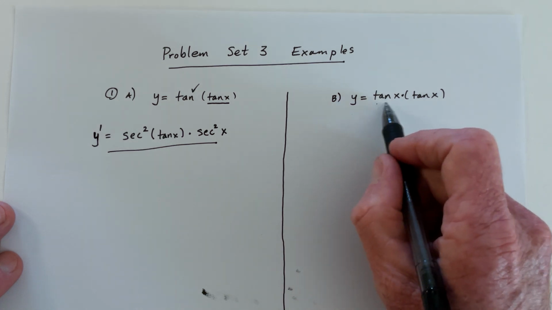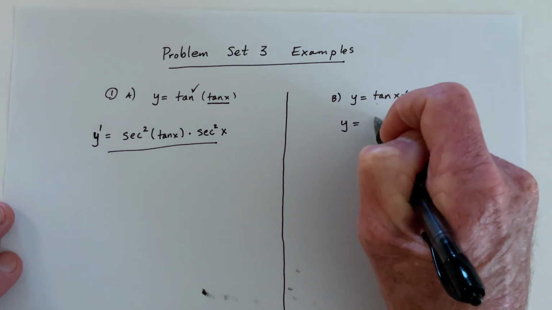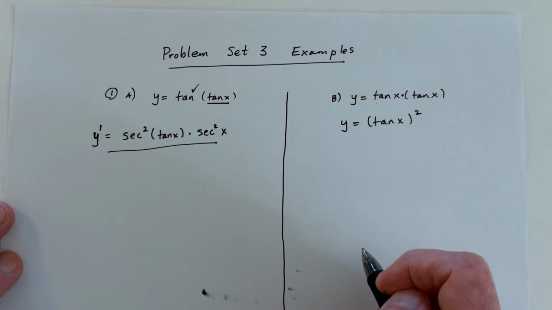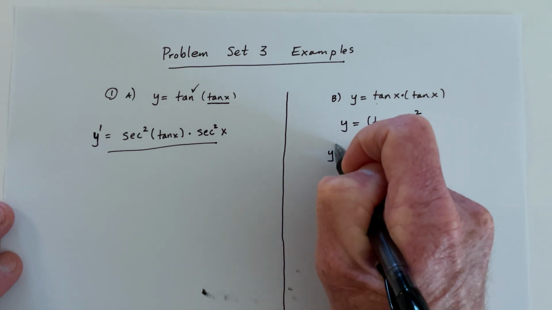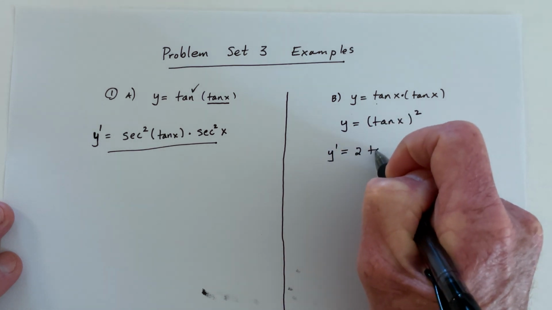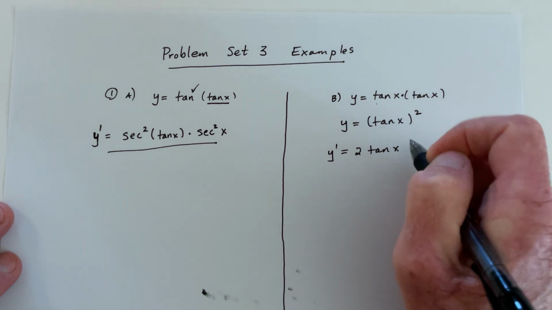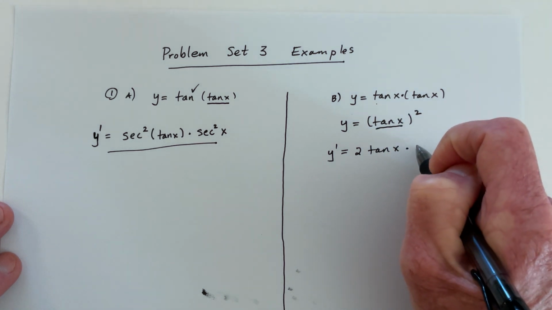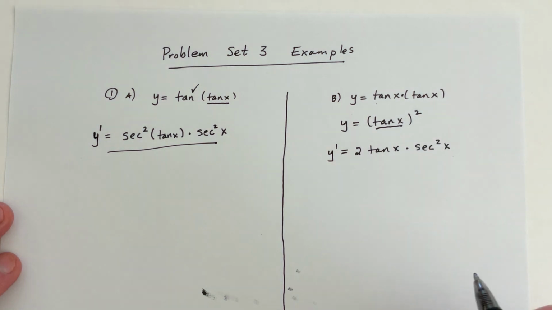Or you could recognize that this means tangent of x times tangent of x. So that's the same thing as saying tangent of x is squared. And then take the derivative of this, first of all, using the power rule. So the 2 goes in front, the tangent of x stays the same, and then subtract 1 from the exponent. So that leaves a 1. And then take the derivative of the inside, and the derivative of tangent is secant squared. And then this one is finished.